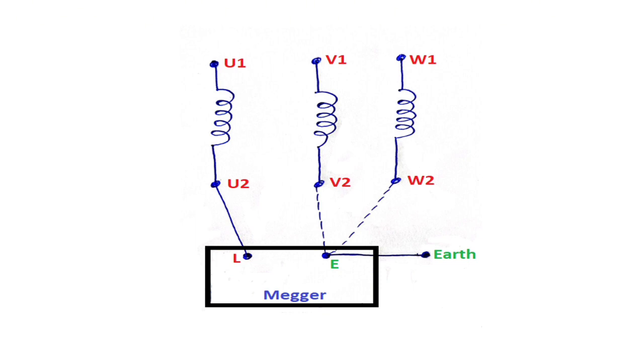After this, we will connect the line point of the Megger to one winding and the earth point of the Megger to another winding, as I drew with the dotted lines V2, W2. Then we will find the insulation between two windings: U2 and V2, U2 and W2, and V2 and W2. So in this way we perform the IR test in the motor.